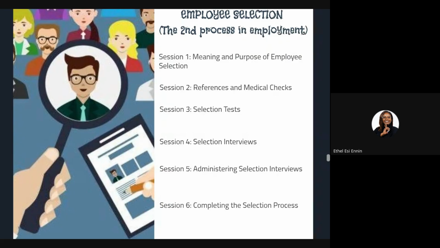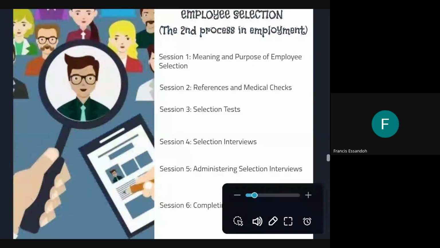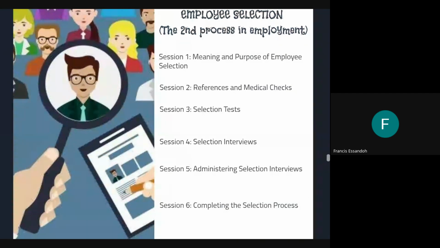Can we quickly look at the last session, session 6, completing the selection process? If you can quickly take us through it. Yes. Okay, madam. So 6.1, making the selection decision. Deciding on the outcome of the selection procedure is seldom an easy task. You are dealing with people, all of whom are likely to find failure or rejection unpalatable. You are also trying to determine, on the basis of a few pieces of paper plus an interview or two, something which has an important bearing on the future success of the organization.